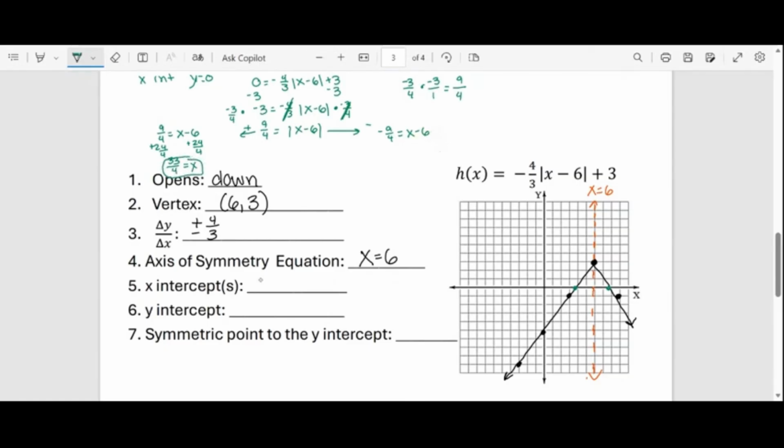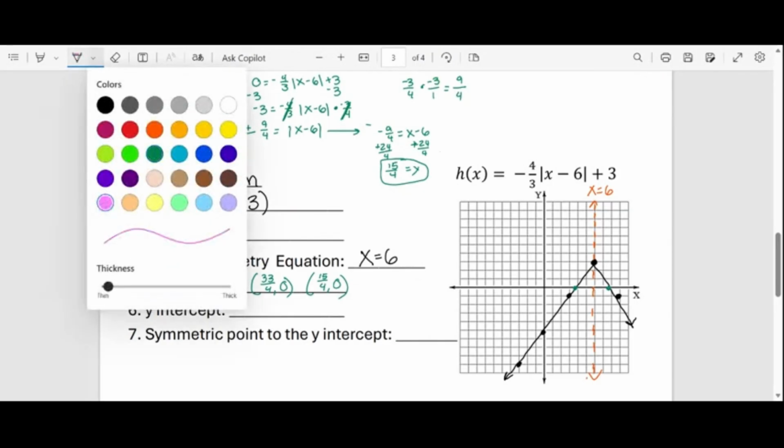So on my positive side, my x-intercept is 33/4, 0. And then on my negative side, when I add 24/4 and add 24/4, I am going to get 15/4 equals x. So I will have 15/4, 0. Those are my two x-intercepts, kind of wild fractions, but hopefully you are following.